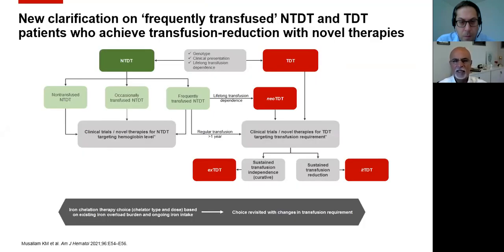I will not dwell a lot on this slide. However, I would like to tell you that the disease progresses with age, and sometimes some of the NTDT patients who were never transfused or occasionally transfused might get transfusion frequently at a later stage in their life, and they become like TDT. So this slide is very important for clinical trials, because during clinical trials, we need to choose specifically, for example, those that are never transfused or occasionally transfused. This is an important slide. If interested, you could look at it in the recent publication in the American Journal of Hematology.